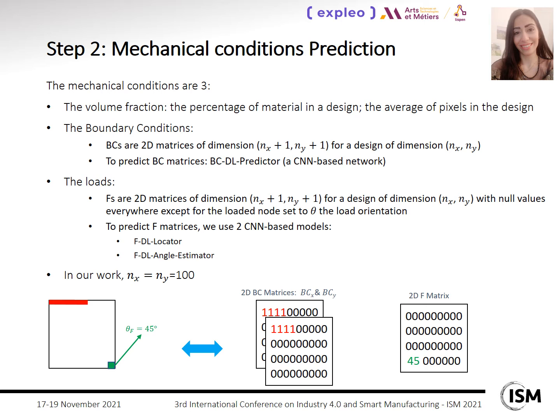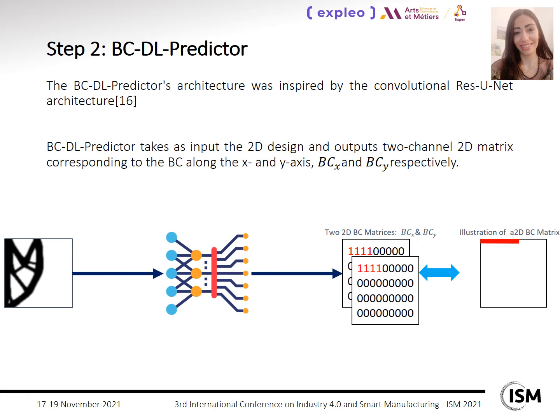For our work, the dimension of the design is 100 times 100. The boundary condition deep learning predictor is a convolutional ResNet model that takes the 2D design as input and outputs a 2-channel 2D matrix corresponding to the boundary conditions along the x and y axis.